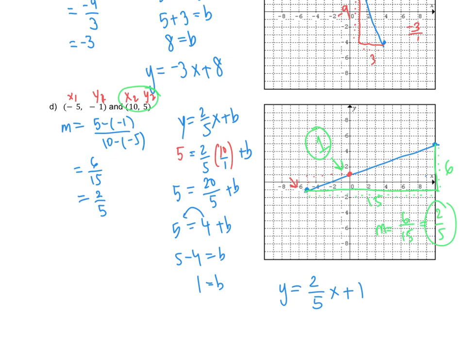But that's it. Use your coordinates to find the slope using the slope formula or the visual and counting rise over run. Then to find your y-intercept, either apply your slope to your graph or plug in a point and isolate for b.